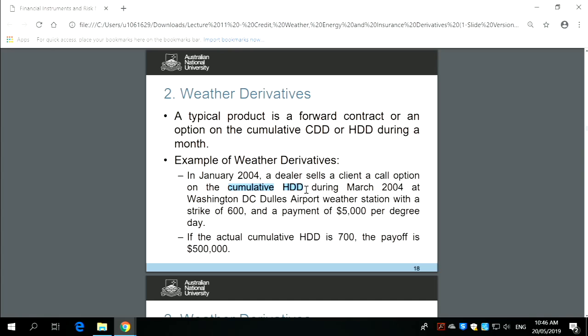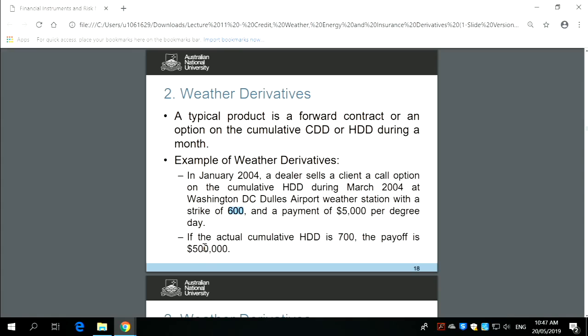If the sum of the 31-day HDD turns out to be greater than 600, then you will get a payoff, and the payoff is 5,000 per degree. So people take the measurements on a daily basis, then sum up all of the HDD over the course of 31 days, and the cumulative HDD is 700. So 700 minus 600 is 100 degrees more than the strike price. So 100 multiplied by 5,000 turns out to be 500,000.